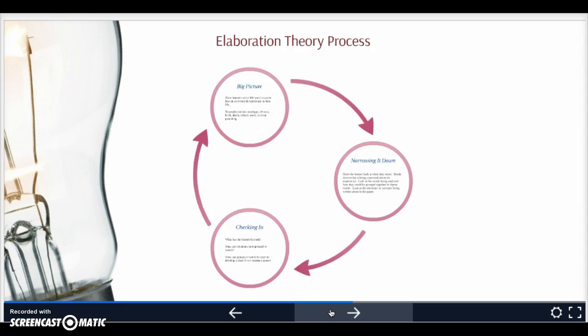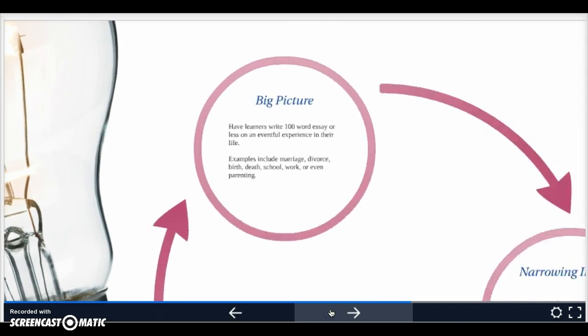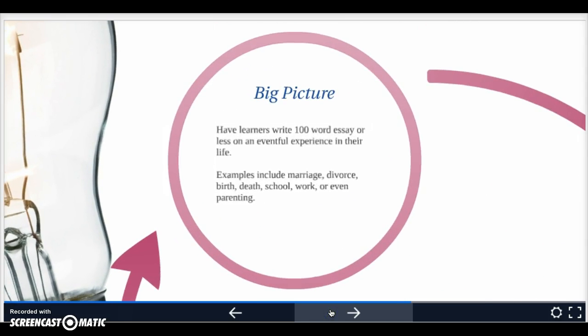So here's how the theory works. Essentially, it's big picture: have the learners, in this case, I would probably have learners write a 100-word essay or so. Not too big because I don't want it to be a dissertation necessarily. I'm looking to keep it fine-tuned, but broad enough that they could capture different emotions and feelings about an eventful experience in their life. Examples of that could include marriage, divorce, birth, death, school, work, or even parenting.